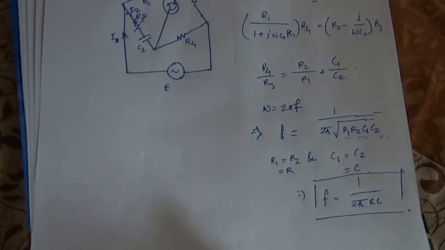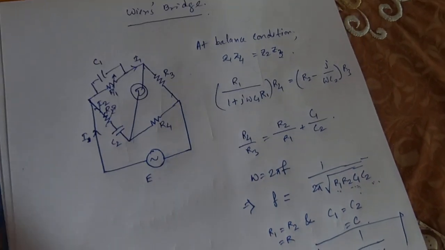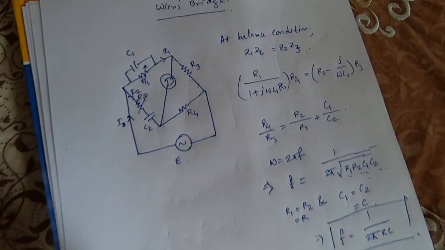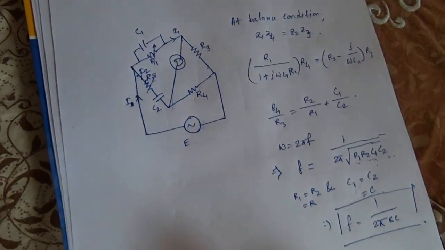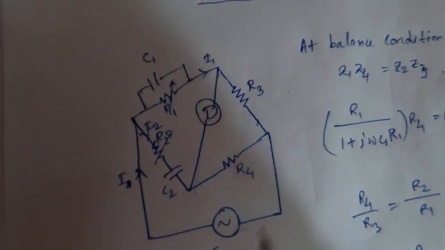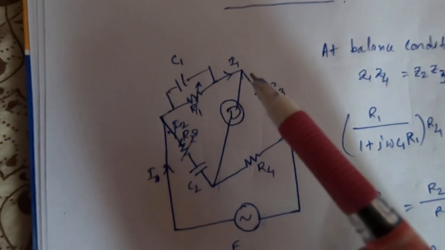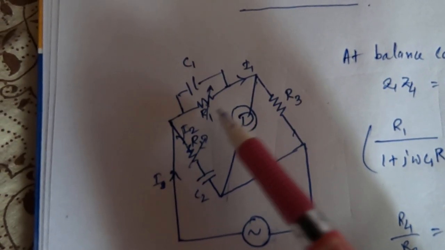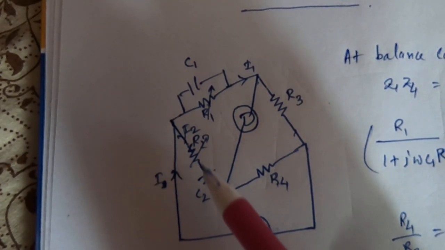Now in many books we find that no phasor diagram is given for this Wien bridge. So in this topic, today we are going to discuss this. First of all you consider this bridge. Here you will have C1, R1, R3, R4, and C2, R2.